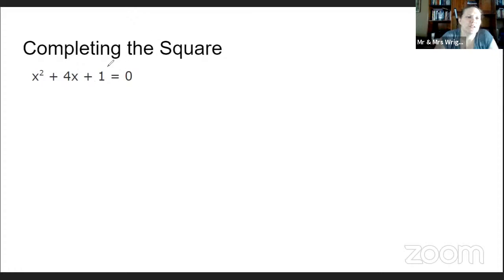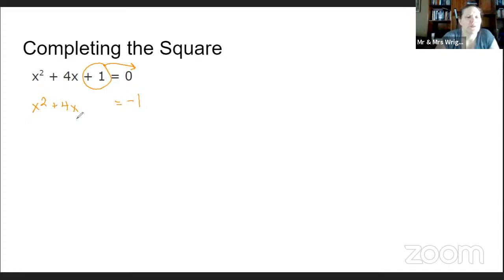The first thing that you want to do is take this last term and move it from the left over to the right. So I'm going to rewrite this: x squared plus 4x, and I'm going to leave a blank there, equals, and if I move it from the left to the right, it's changing sides. If it changes sides, it's going to change signs. So on the left, it's a positive 1. On the right, it needs to be a negative 1.